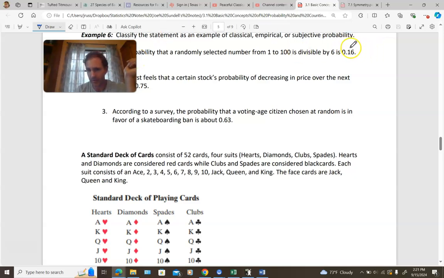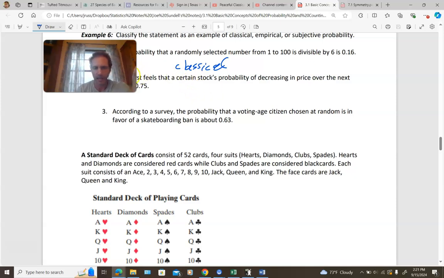There are 16 numbers that are divisible by 6 in this range right here. So we can say the total number of outcomes would be 16 out of the total numbers that could be generated, which would be 100. So 16 out of 100 is 0.16. So anyway, this is an example of classical, okay?